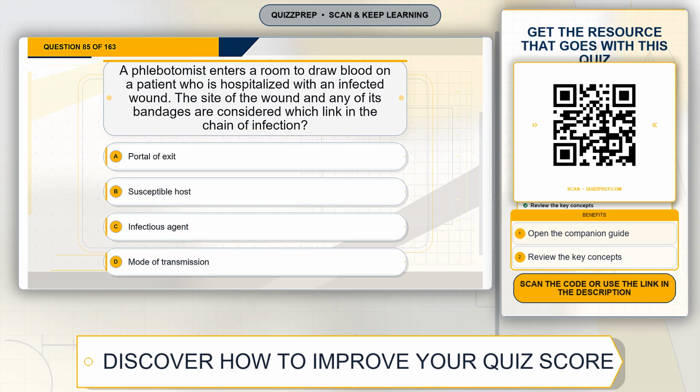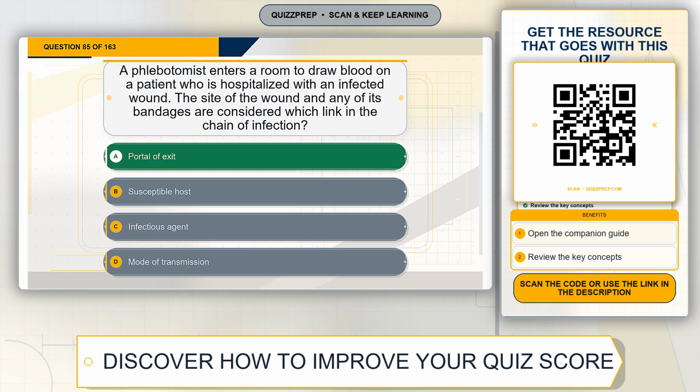Question 85. A phlebotomist enters a room to draw blood on a patient who is hospitalized with an infected wound. The site of the wound and any of its bandages are considered which link in the chain of infection? Option A, portal of exit. Option B, susceptible host. Option C, infectious agent. Option D, mode of transmission. The correct answer is option A, portal of exit.